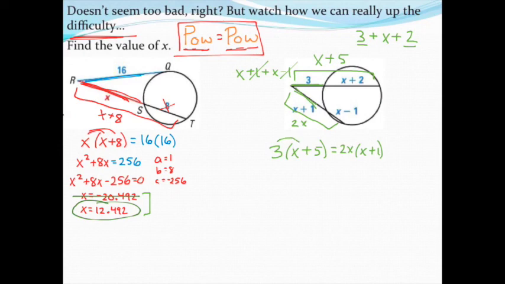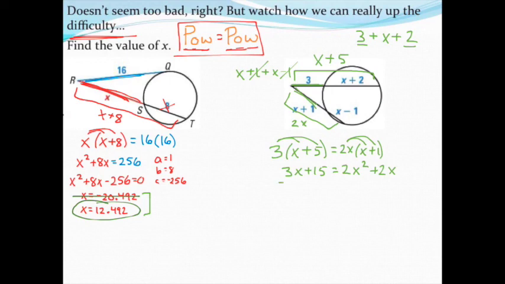So distributing on the left isn't too bad. That's just 3x plus 15. Distributing on the right, 2x times x is 2x squared. So once again, there's my quadratic, and then 2x times 1 is positive 2x. Okay, so I'm going to need to use the quadratic formula, so I'll need it to be equal to 0.